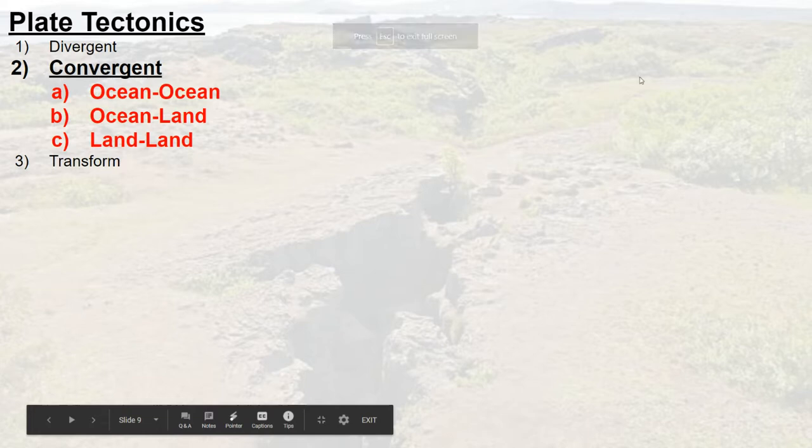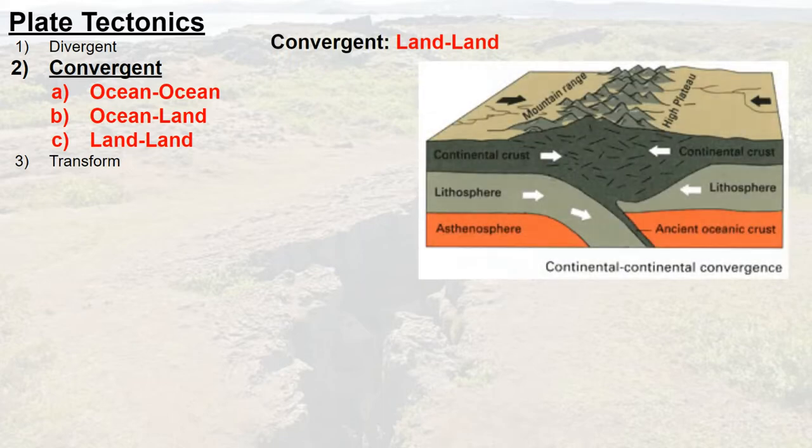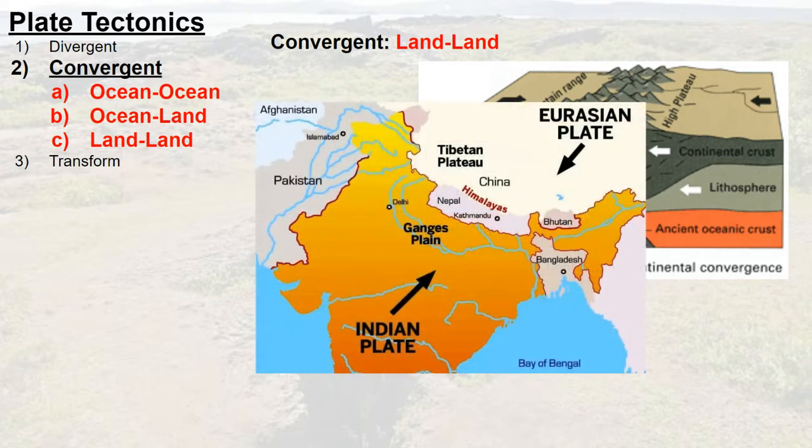And finally, we come to land-land. So we've looked at the ocean-ocean and ocean-land under convergent, and now we're getting to the land-land. Land-land is just what it sounds like. It's the plates of a land, and they will collide to build a mountain. An example of this is the Indian plate crashing into the Eurasian plate right here. So that's the Indian plate, Eurasian plate, and it actually created the Himalayas.